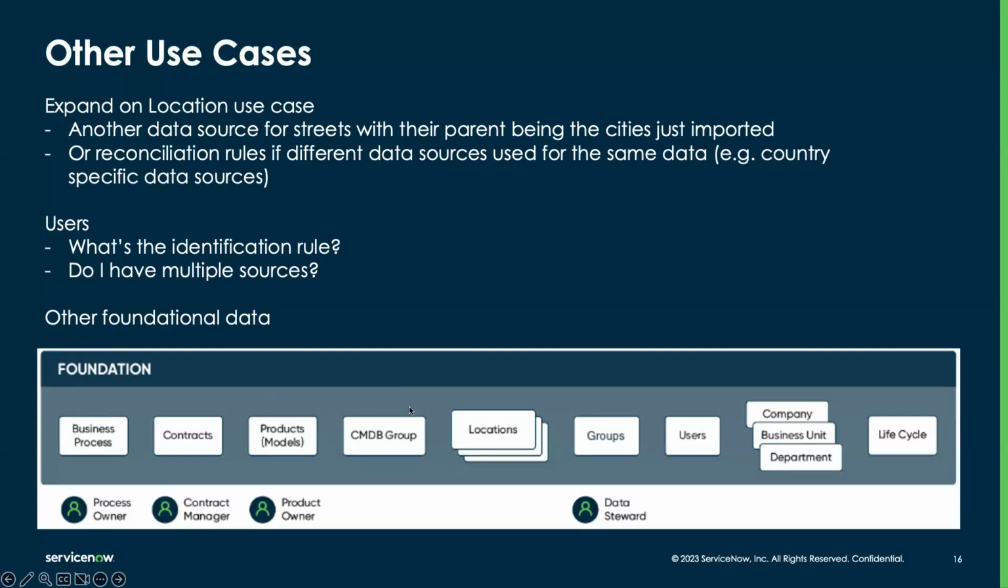And then beyond that, these are the other CSDM foundational data objects, so things like company, business unit, department. Maybe you want to create that hierarchy and have data sources to feed in that. So you can think about doing that. But at the end of the day, the process is very similar, and using the IRE and IH-ETL will allow you to streamline those imports and create a high quality set of foundational data.